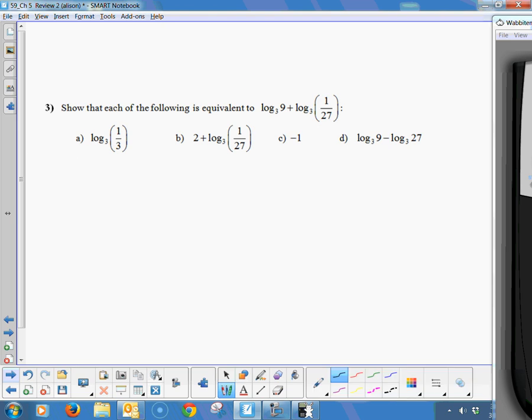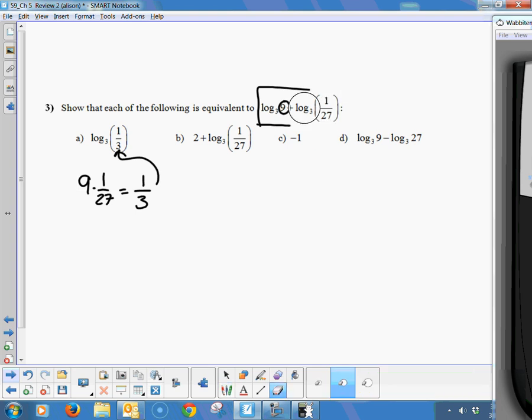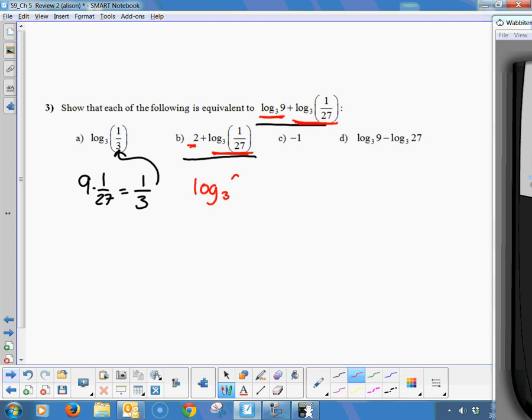That said, log base 3 of 1/3. Well, let's see. Here we have a log. So if I were to multiply times 1 over 27, I would get 9/27 or 1/3, which is that. So that makes sense. And log is 2, so I guess that's what I'd write. Log base 3 of 9.